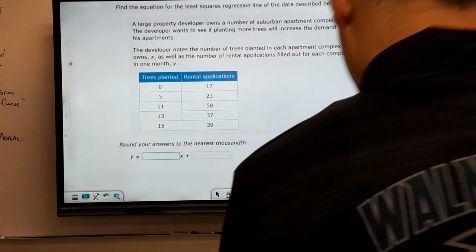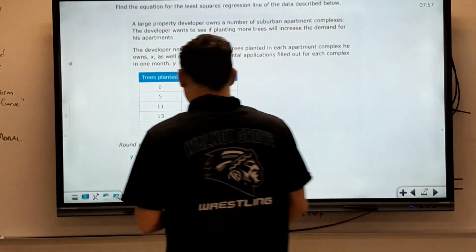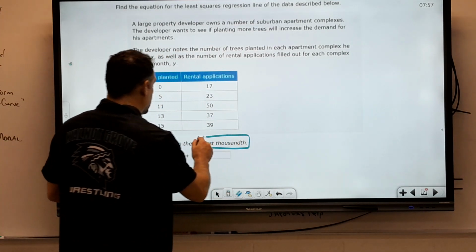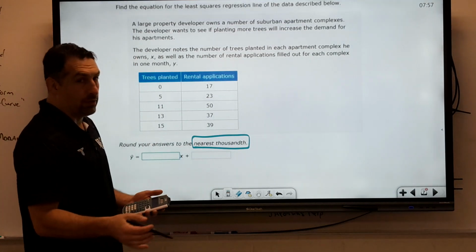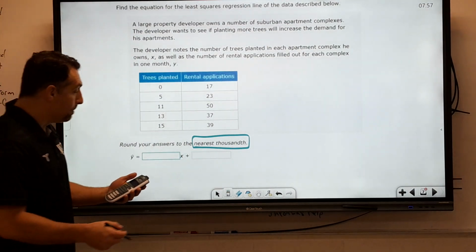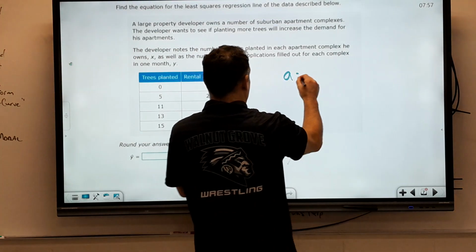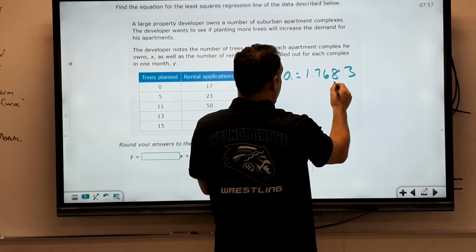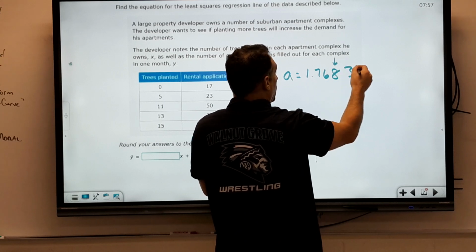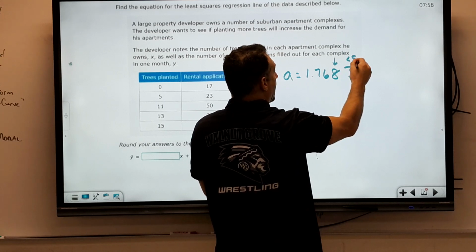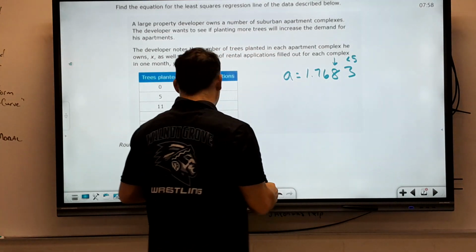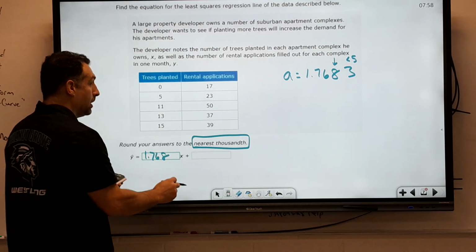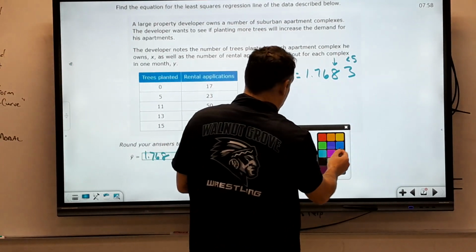Okay, here's what I got. I got the A value. Oh, look at this. We've got to be careful. They're requiring you to go to the nearest thousandth, so that means they won't give you credit if you don't round it correctly. So the A value is 1.7683. The third decimal is here. This thing is smaller than 5, so it will not bump up. So when you type it in, it's got to be 1.768.